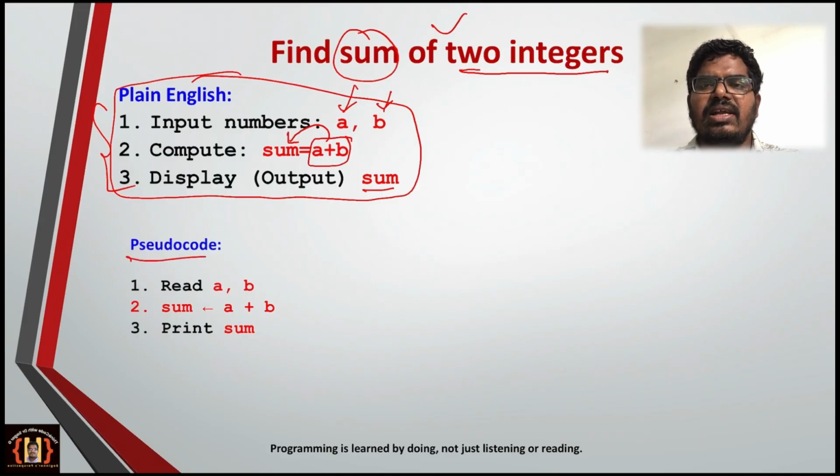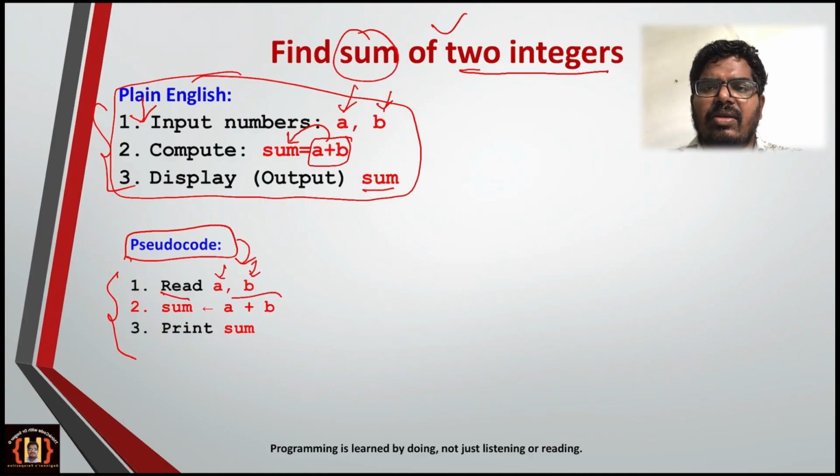Now second, see the pseudocode. How is pseudocode looking like? I'm simply saying it's a completely plain English representation, but here it's kind of programming-like. It looks like a program. So what I'm doing, I'm just reading A and B, means input I'm taking, and performing the addition operation on that, and that result I am storing in a variable called sum, and finally I'm printing the sum here, right?